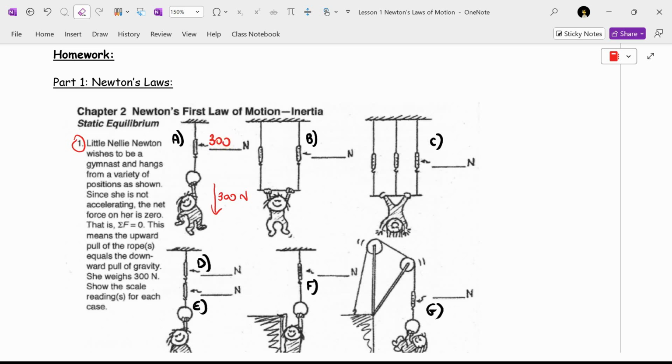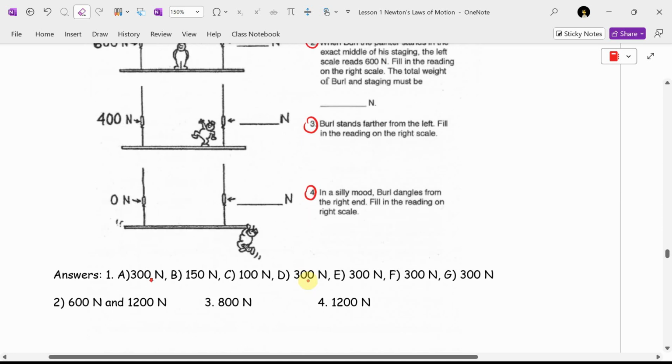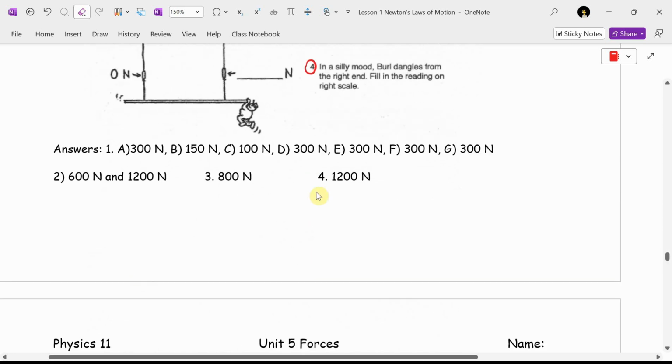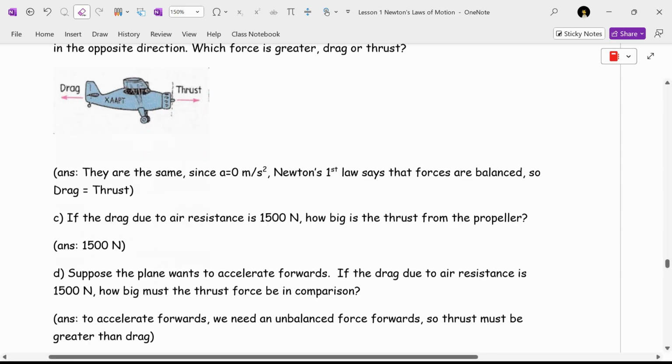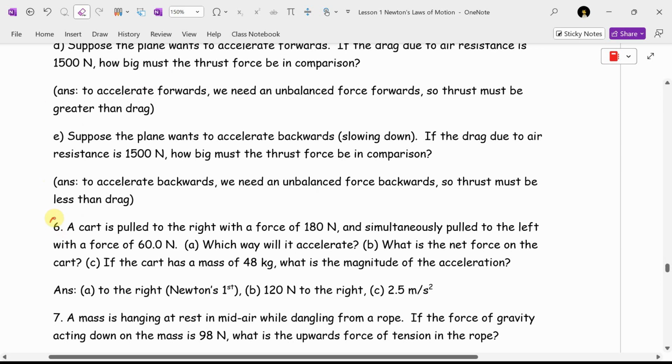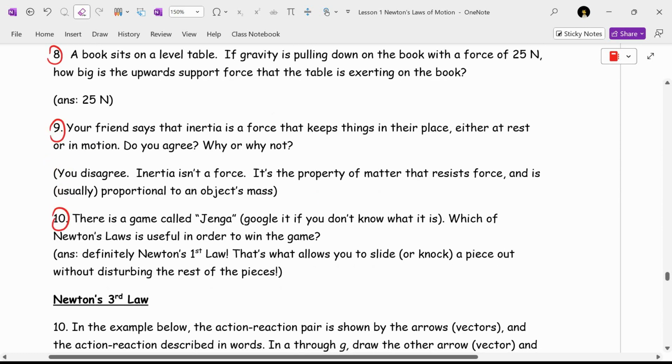What if we have 2 ropes? How hard must each rope be pulling up? Don't say 300. 150. So see if you can take the rest of it from number 1. You can also do number 2, number 3, number 4. I put the answers for that at the bottom of this page. You can also do 5, 6, 7, 8, 9, and 10.